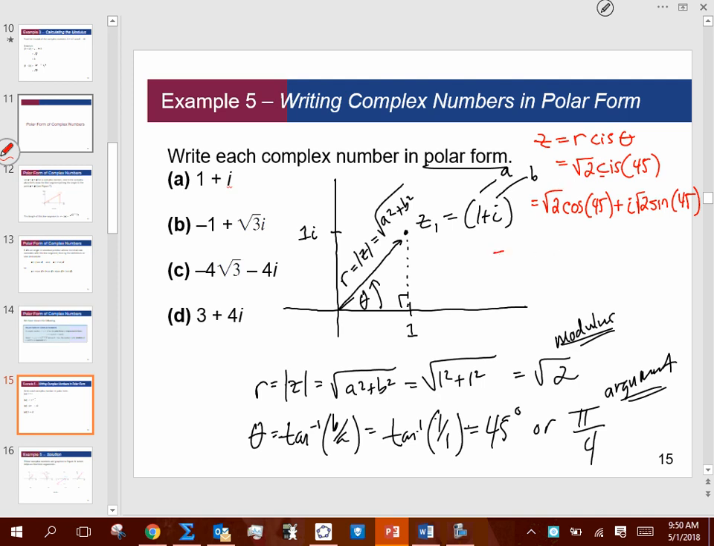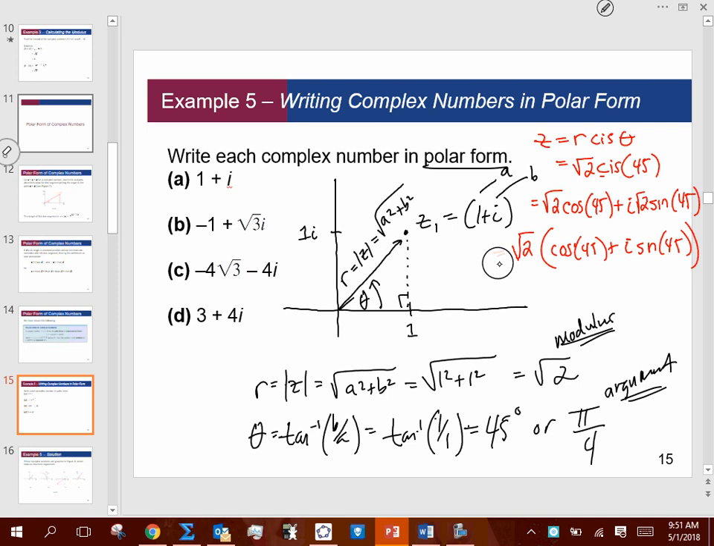I think WebAssign a lot of times will probably accept this, but a lot of times, if you get a question wrong and it gives you the answer, it's going to give you the answer this way. It factors out the R, and then writes cosine 45 plus I sine of 45. They write it that way. Either one of those is fine.